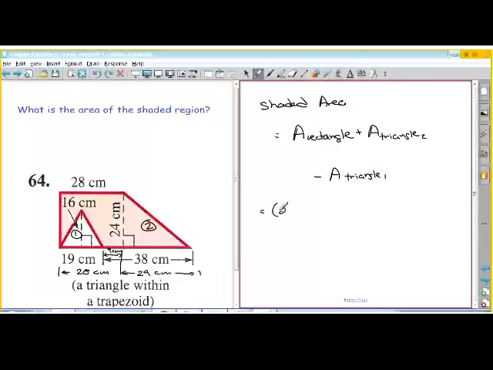So let's just plug the numbers in. So the area of the big rectangle is 28 centimeters times 24 centimeters. The area of this triangle is going to be 1/2 the base, which is this distance, 29 centimeters, times the height, which is 24 centimeters. And then I'm going to subtract the area of the small triangle, which is 1/2 the base, which is 19, times the height, which is given as 16.